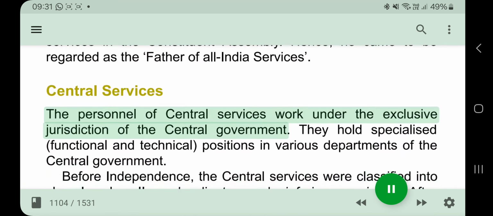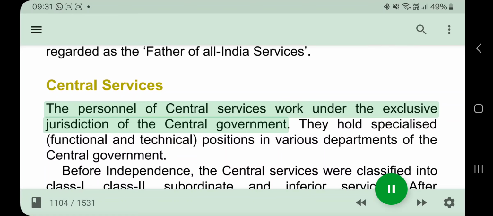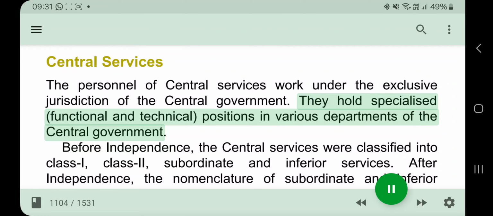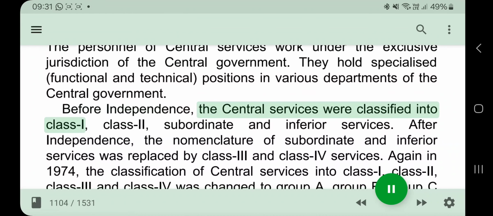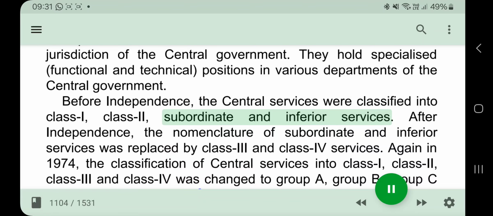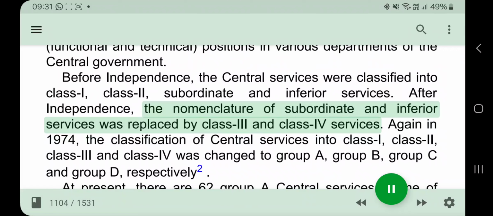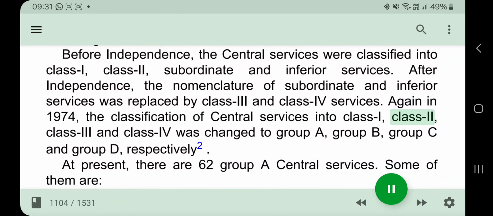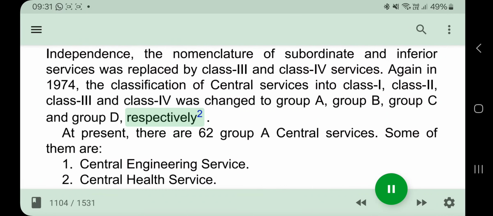Central services. The personnel of central services work under the exclusive jurisdiction of the central government. They hold specialized, functional and technical positions in various departments of the central government. Before independence, the central services were classified into Class 1, Class 2, subordinate and inferior services. After independence, the nomenclature of subordinate and inferior services was replaced by Class 3 and Class 4 services. Again in 1974, the classification of central services into Class 1, Class 2, Class 3 and Class 4 was changed to Group A, Group B, Group C and Group D, respectively.